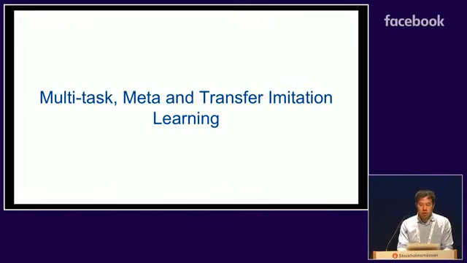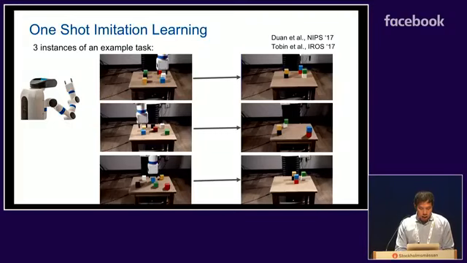Okay, so next we're going to talk about multitask, transfer and meta imitation learning. First, consider this block stacking task where we want to stack 6 blocks into 3 towers with this particular color ordering. But the initial condition and location of the 3 towers may differ from one trial to the next. So we consider this to be the same task, and these are 3 different instances of the same task.